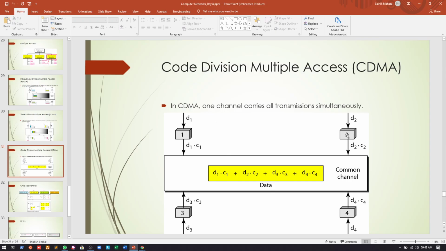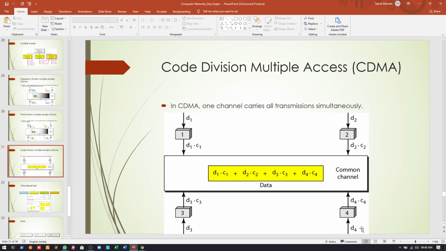Okay, for the second channel, the data that it is sending is represented by D2. For the third channel it is D3, and for the fourth channel it is D4. And again we can see that for each channel there will be a code of its own. So for the first channel we have C1, for the second channel we have C2, for the third channel we have C3, and for the fourth channel we have C4.